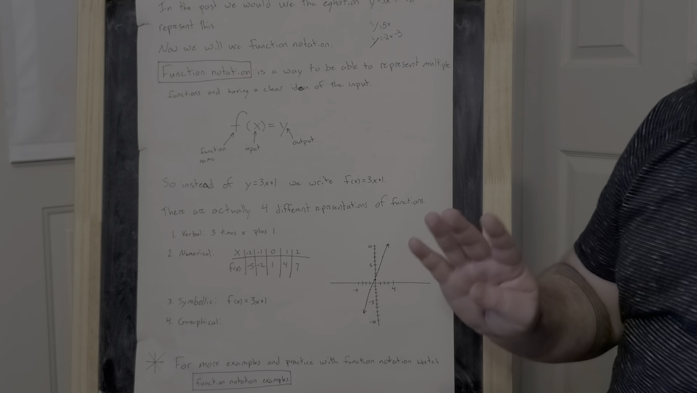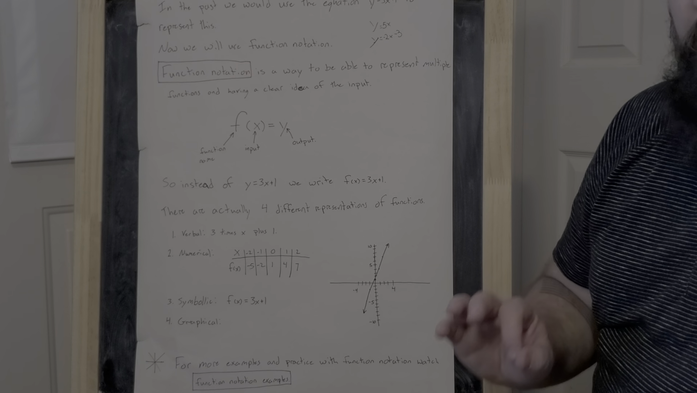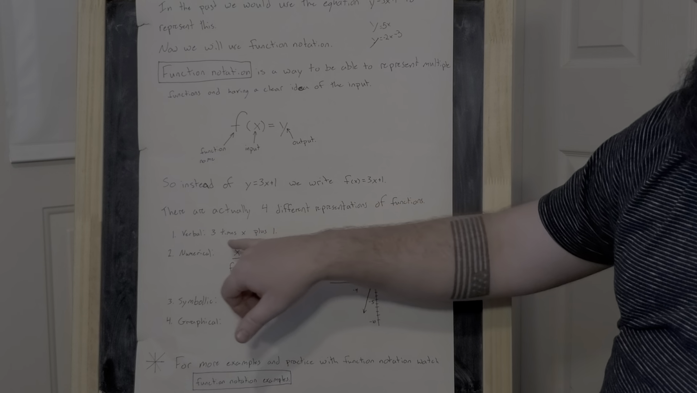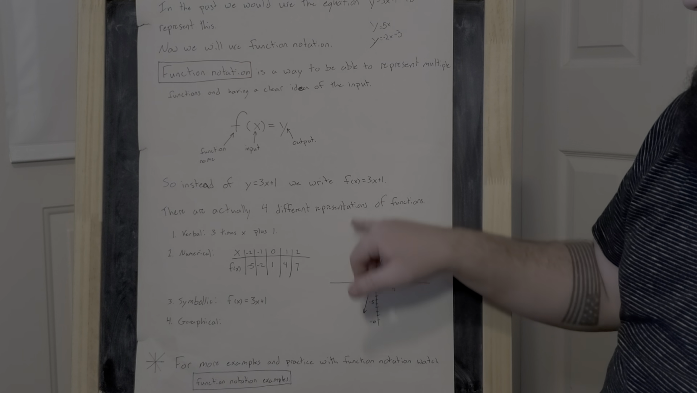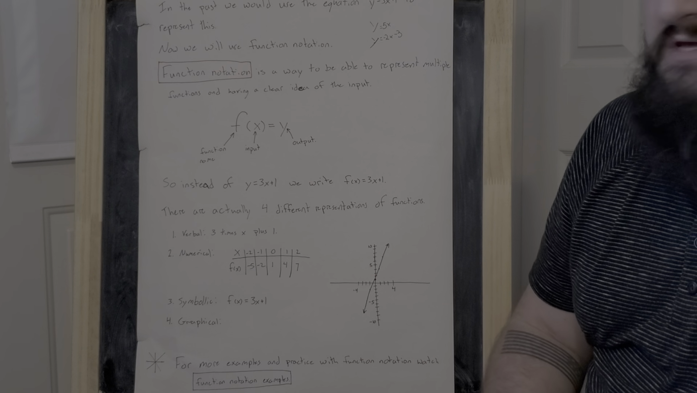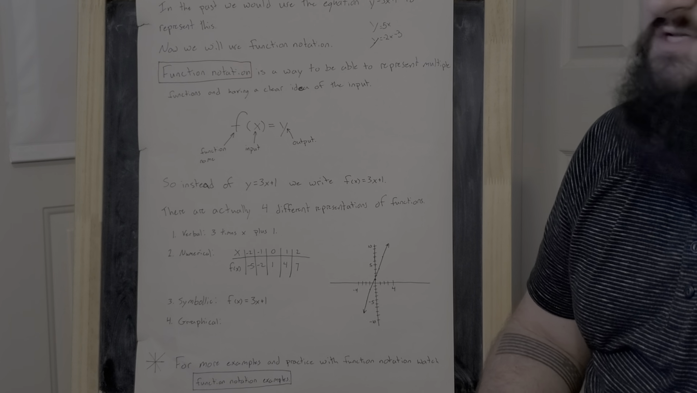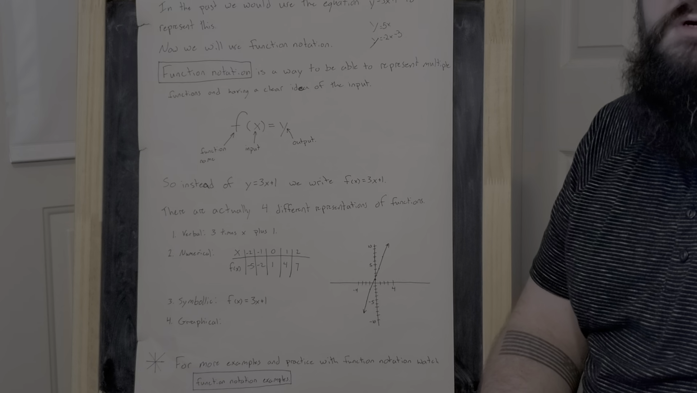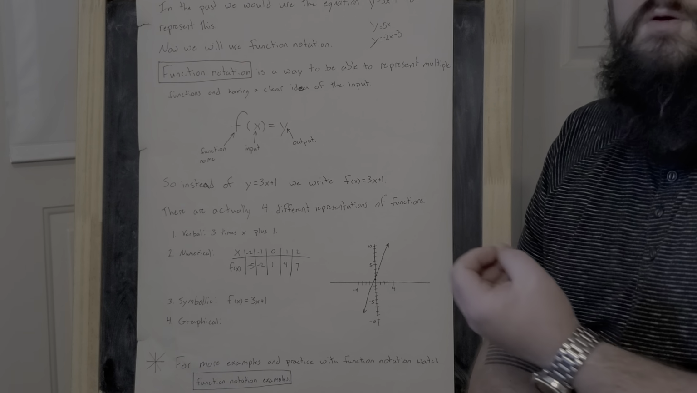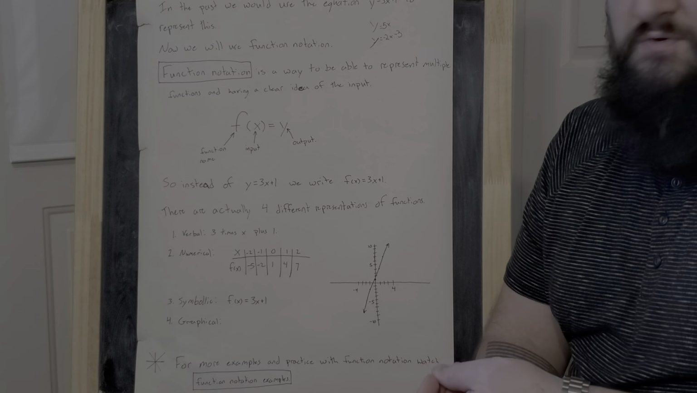Now, with functions, there's actually 4 different ways that we can represent a function. The first way is verbal. So for our function here, f of x equals 3x plus 1, the verbal representation of this function would simply be 3 times x plus 1. Or you could say 3 times a number plus 1. Any sort of variation that is just simply a verbal description of what the function is actually doing.